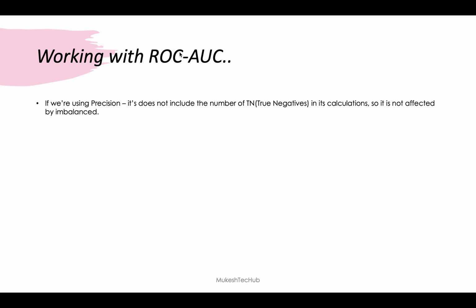Now, in my previous slide I have shown we are using the FPR and TPR, false positive rate and true positive rate. Sometimes we use precision instead. Precision does not include the number of true negatives in the calculation, so it is not affected by imbalance.